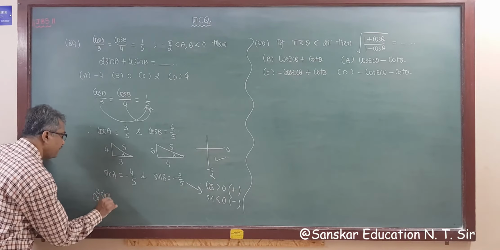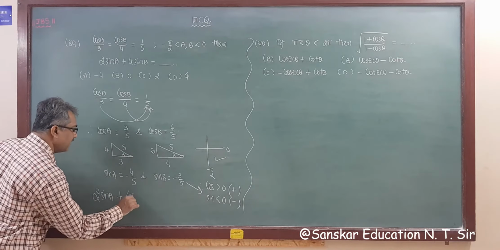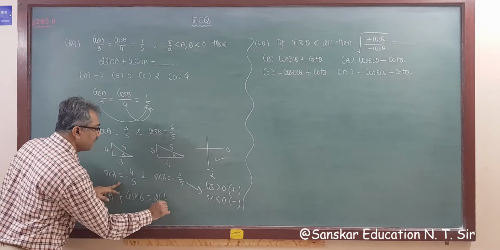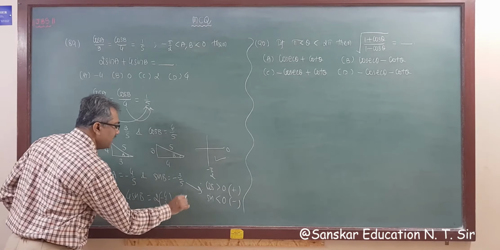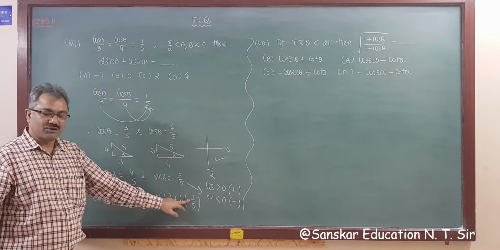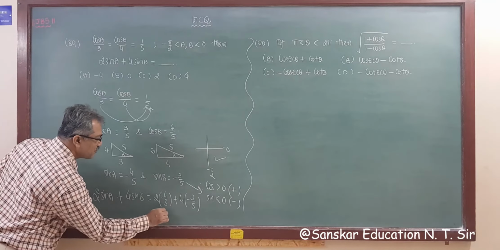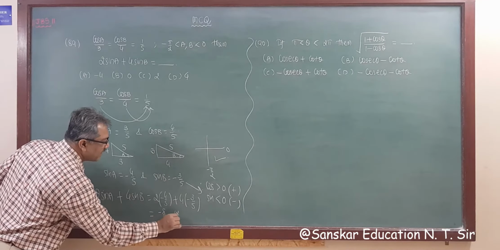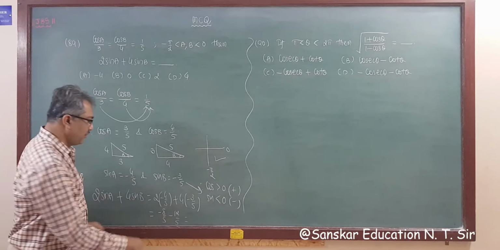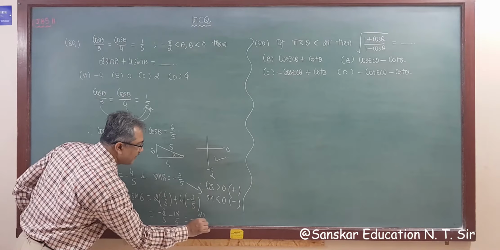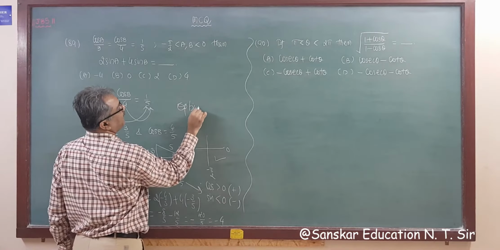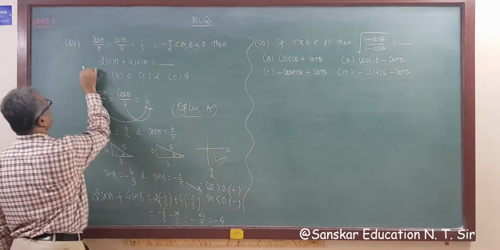2 sin A plus 4 sin B is equal to 2 times sin A, which is minus 4 by 5, plus 4 times sin B, which is minus 3 by 5. So this is minus 8 by 5, and this is minus 12 by 5. So the total is minus 20 by 5. That is minus 4, which is your correct answer. That is option A. Option A is your correct answer.